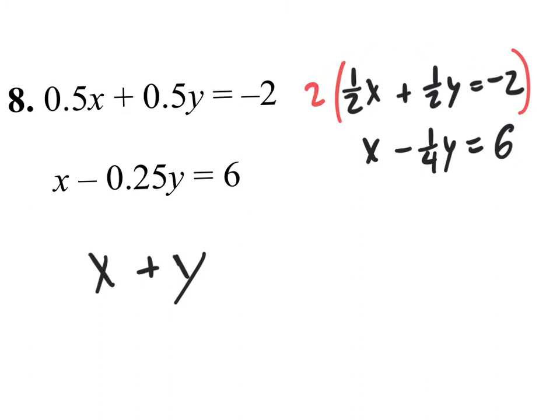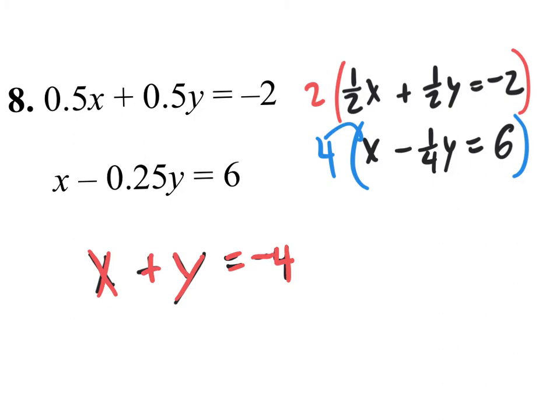And then 2 times negative 2 equals negative 4. And the bottom equation, I want to multiply everything by 4. I should have written these in the correct color. On the top one, I modified it with the red, so I'm going to put it in red. The bottom equation, I want to modify with the blue.